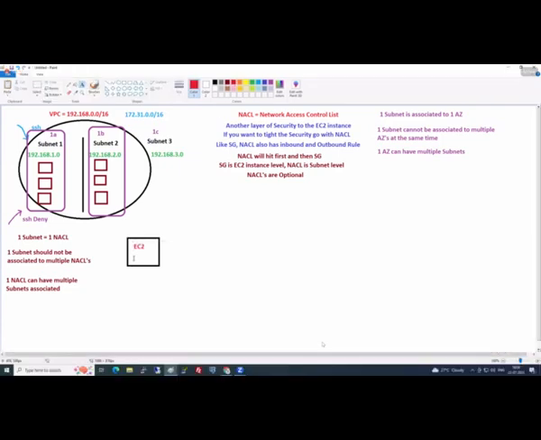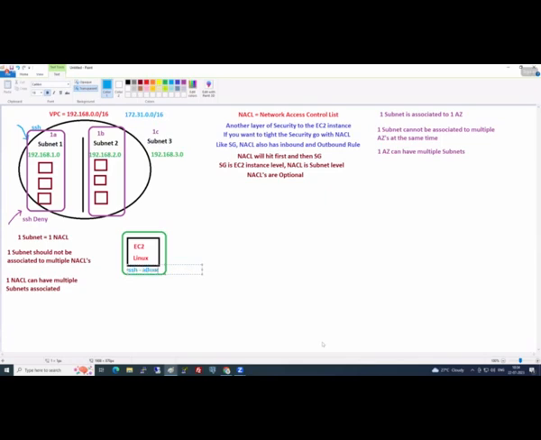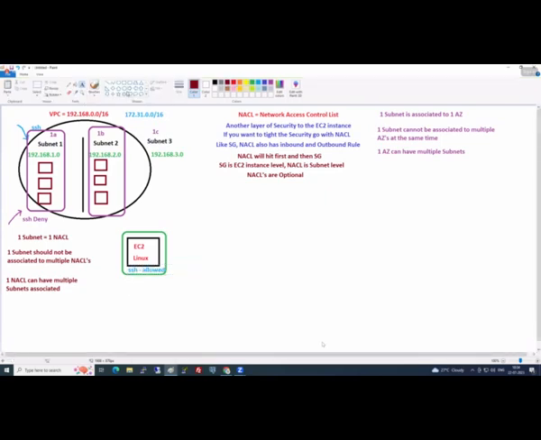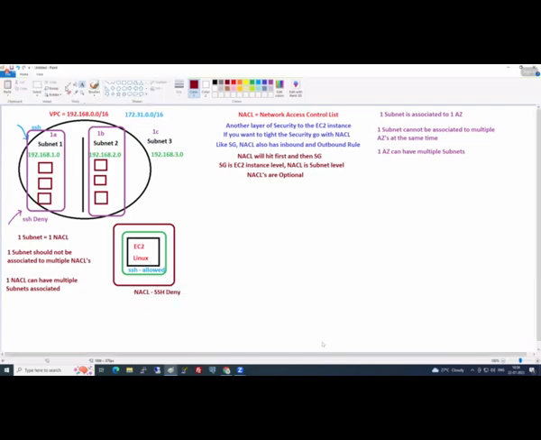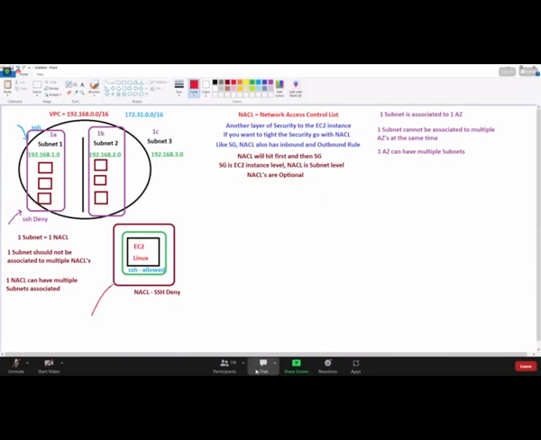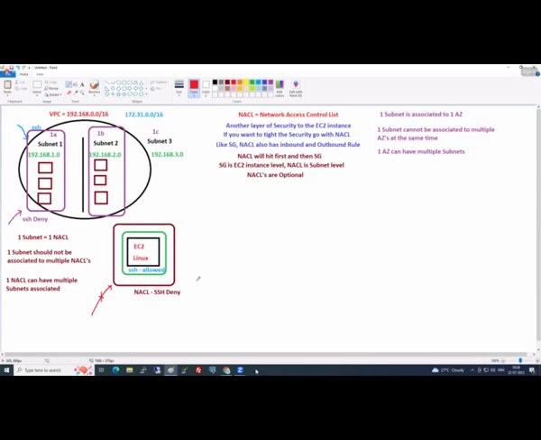Here we have an EC2 instance, and this is a Linux. The EC2 instance is secured by a security group. In the security group, I have allowed SSH. See, SSH, I have allowed it. And on top of it, we have a NACL. On the NACL level, SSH is denied. Can you tell me, will you be able to log into the EC2 instance? The answer is no.